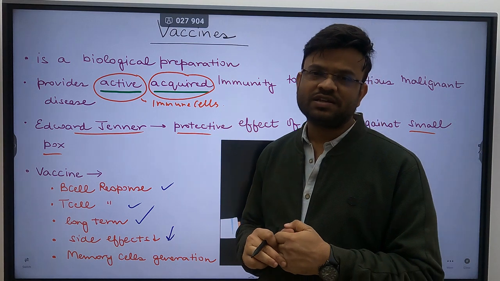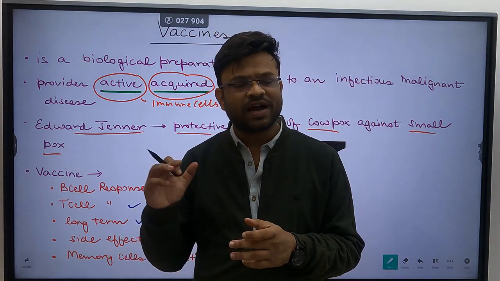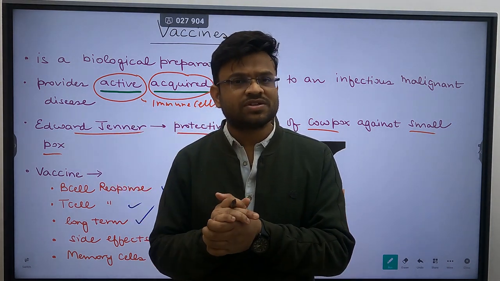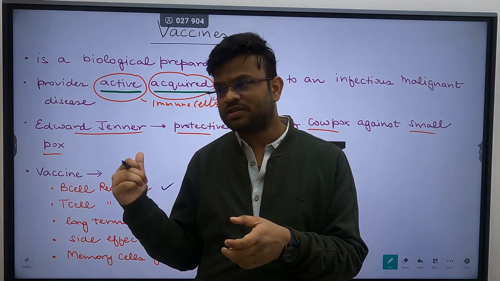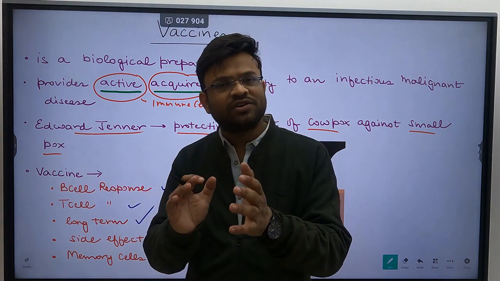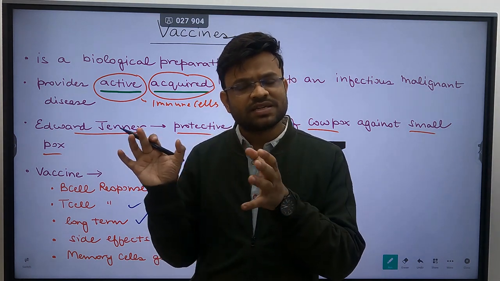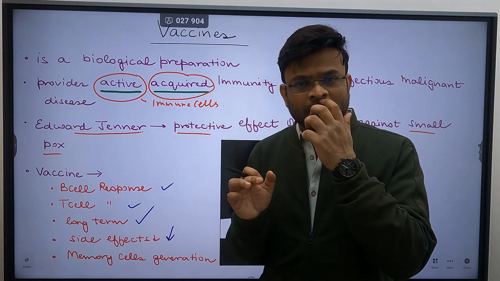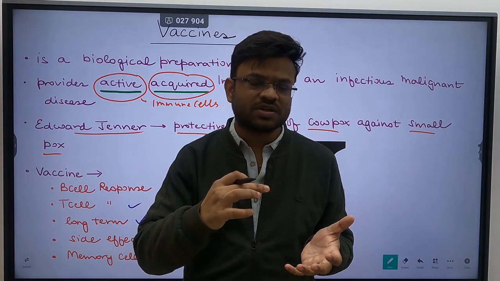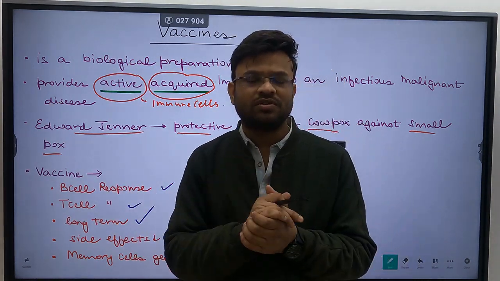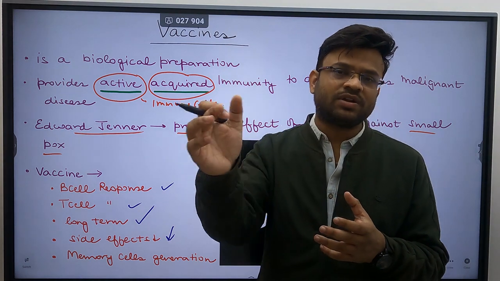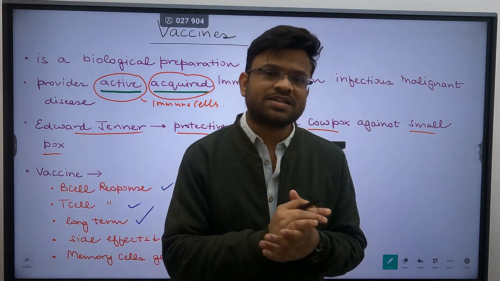Next, memory cell generation. A good vaccine should always generate a high number of memory cells. What are these memory cells? These memory cells will keep the information related to how this particular infection was eliminated from the body. All the information related to that is kept inside the memory cells, and the basic significance of the memory cells is that when the infection comes again, these memory cells can be used again for fighting against that particular disease, and this would be done in a much shorter time as compared to the primary infection.